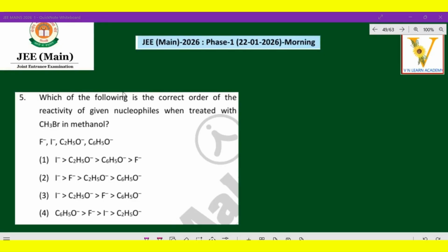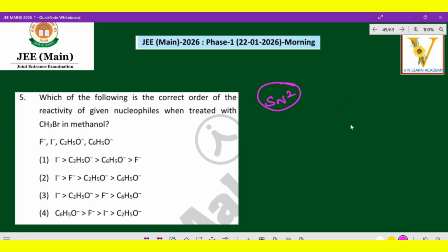The next question: which of the following is the correct order of the reactivity of given nucleophiles when treated with CH3Br in methanol? Now this is actually the SN2 mechanism, right? The nucleophiles given are F minus, I minus, C2H5O minus, and C6H5O minus, that is phenoxide, ethoxide, and the halogens.